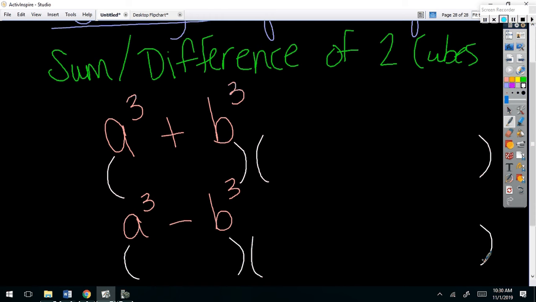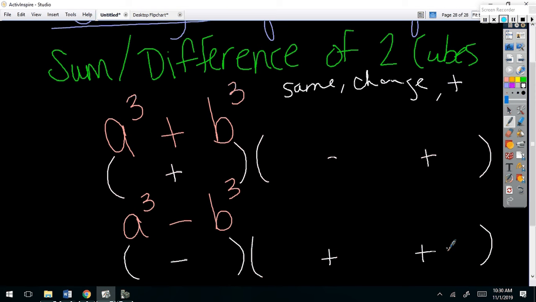All right, so I'm going to do my signs first. The signs are always the same. You do same sign, change the sign, plus. So it's always same, change, plus. Okay? So if you start with a sum of 2 cubes, it's plus, minus, plus. If you start with a difference of 2 cubes, what would it be? Minus, plus, plus.